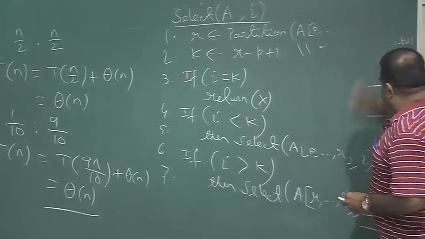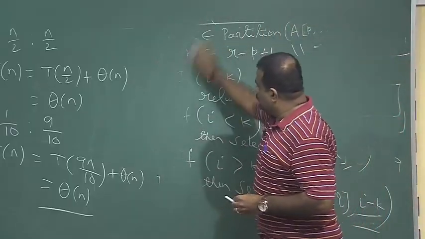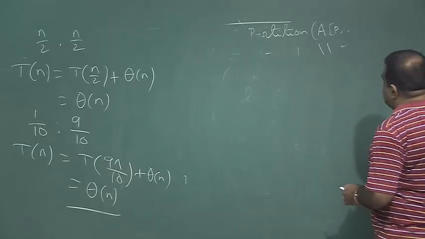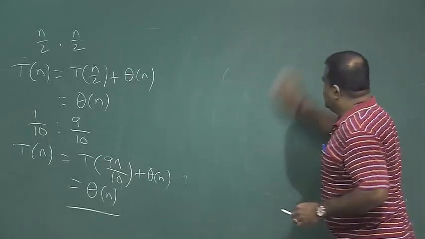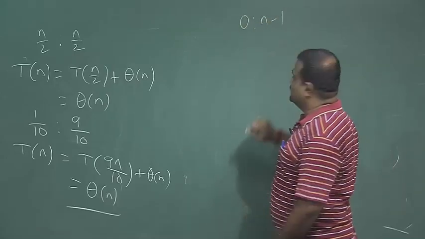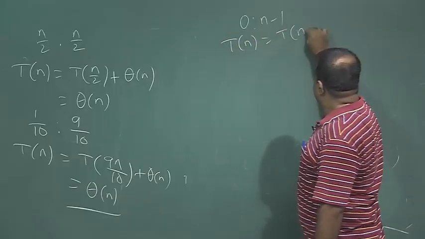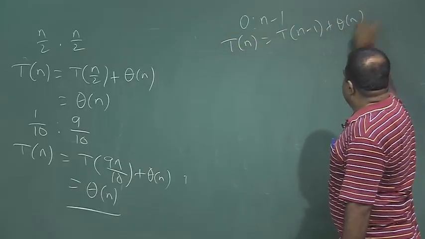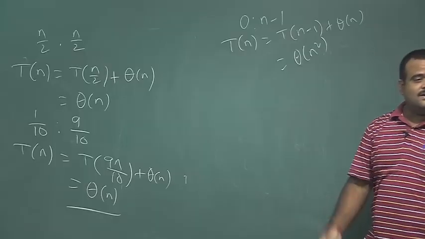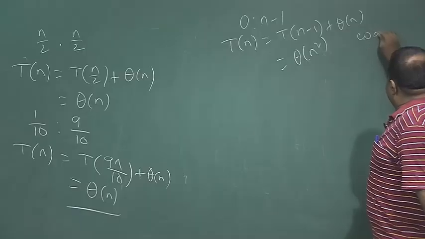But what is the worst case? Because of this partition we are using, if we choose the pivot element and it always happens to be the minimum or maximum, then the partition is always this, then the recurrence is this, and then this has an order of n square solution, which is worse than sorting and getting the ith smallest. So, this is the worst case for this algorithm.